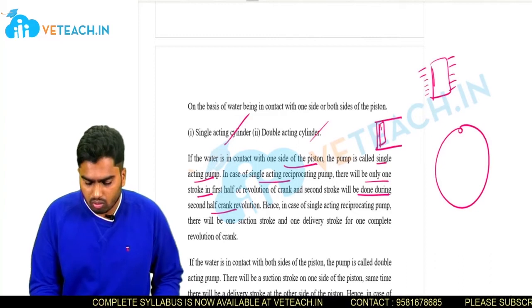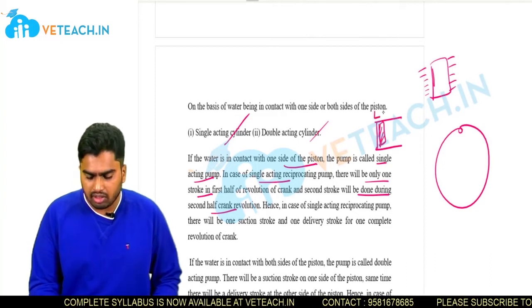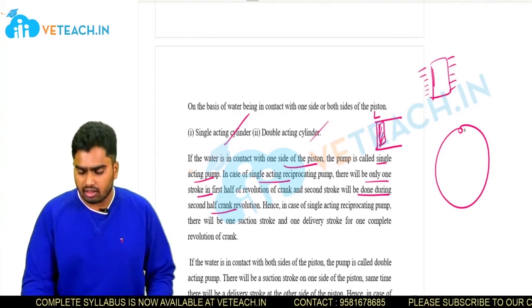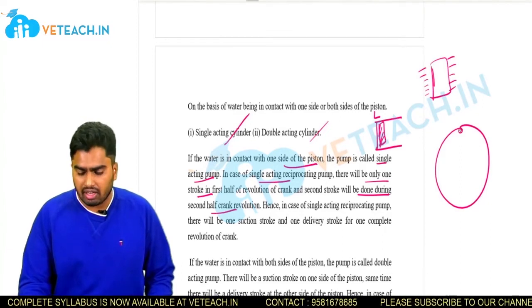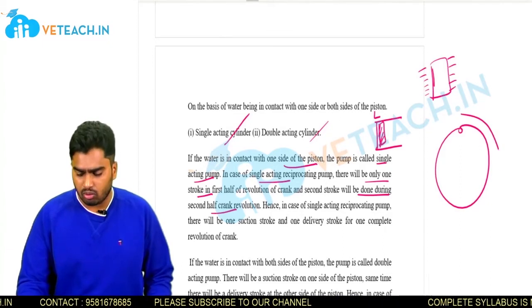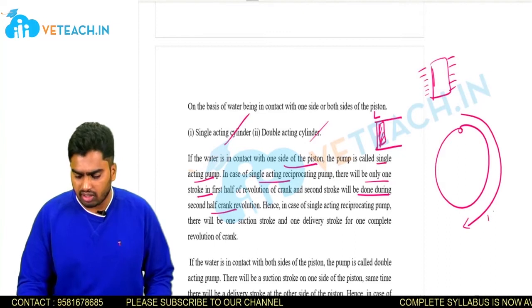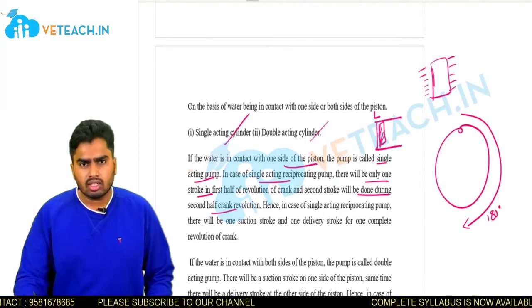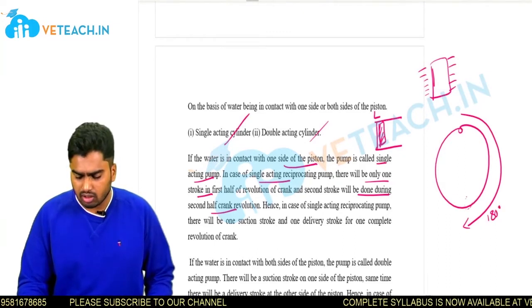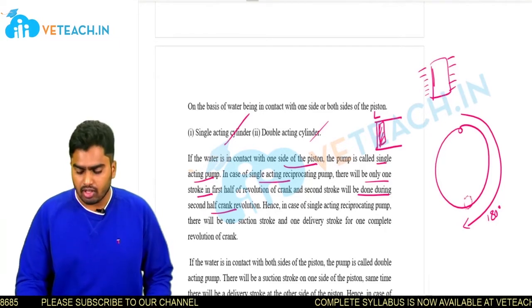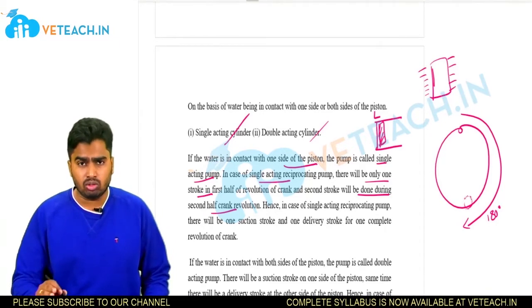So now what is happening? Now my piston is at the most left side, right, and the position of the crank is here. Whenever the crank has rotated a half revolution, that is, the crank has rotated 180 degrees, let us assume the crank has rotated 180 degrees. So now the crank position is here. This is nothing but half the revolution of the crank.